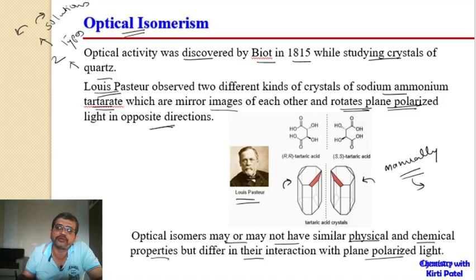That is, their chemical properties are the same if they are reacting with optically inactive substances, but when they react with optically active substances, their properties differ. So this is an important discovery, the phenomenon of optical isomerism. Louis Pasteur is credited for this work.